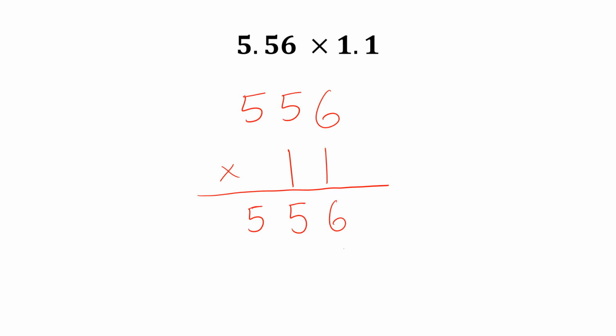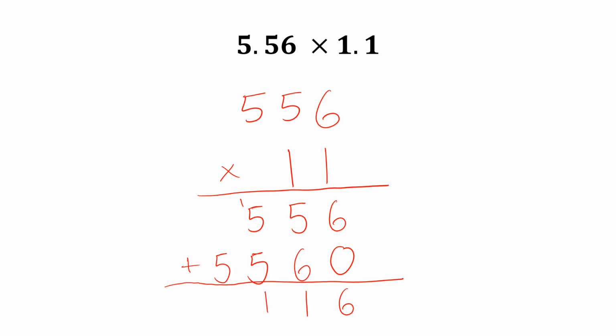Afterwards, we'll put a 0 as placeholder below the 6, and then we'll multiply by 1 again. So it's 1 times 6, that will give us 6. Then 1 times 5, that will give us 5. Then 1 times 5 again, that will also give us 5. Afterwards, we will add. So let's add. 6 plus 0, that will give us 6. Then 5 plus 6, that will give us 11. So we put down the 1 and carry 1. Then 5 plus 5 plus 1, that will also give us 11. And then we carry the 1 as well. And then 5 plus 1, that will give us 6.